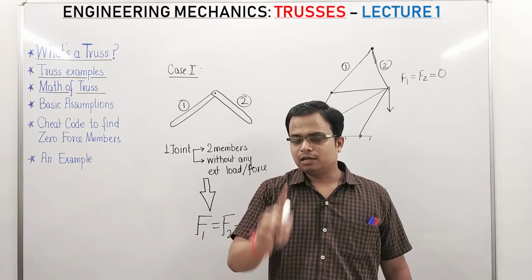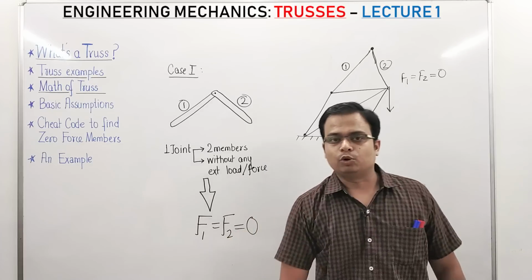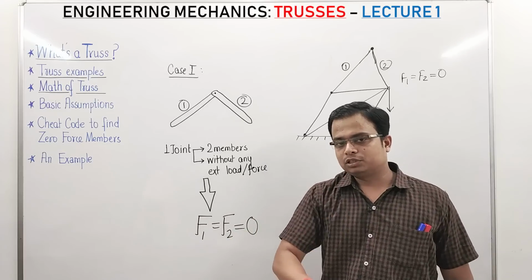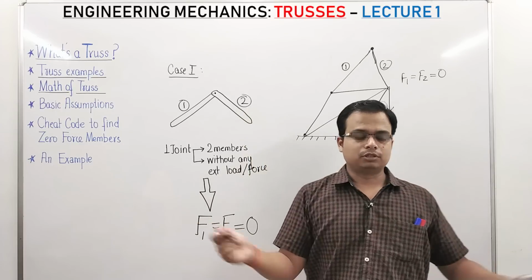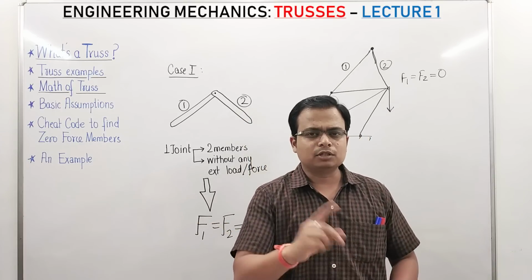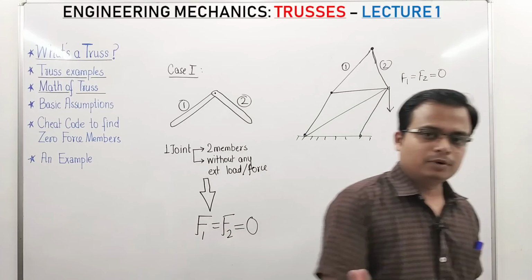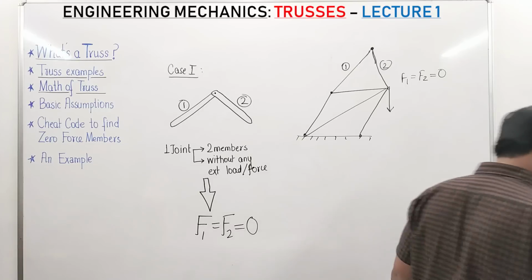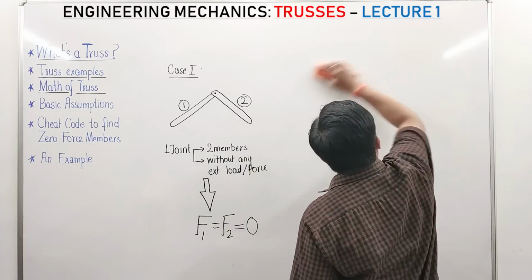2 members at a particular joint with no external force acting at the joint. In that case, the force in both the members is going to be equal to 0. This is how you need to apply. Remember, pause the video, take a screenshot, and once the video is over, you can obviously make your notes. Okay, let's talk about case 2. Very interesting.